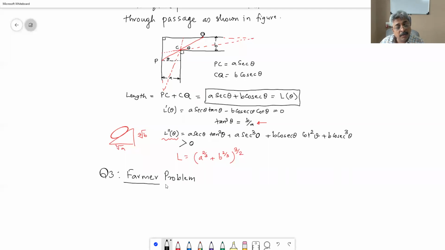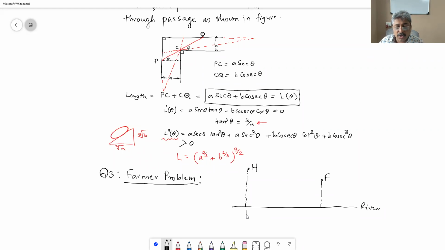Which we solved in 8th standard in geometry. At position H, it's the house of the farmer. At position F, it is the farm of the farmer. And this is the river. So from the house, he has to go to the river, get the water and go to the farm. So what is the minimum? Let me give you the setup so that it is easy.